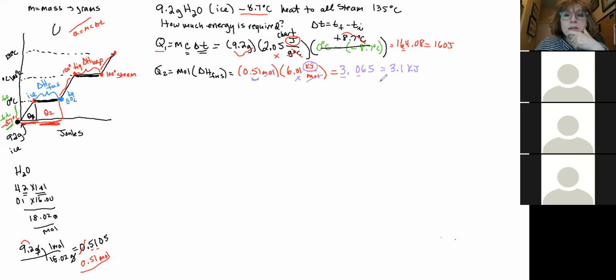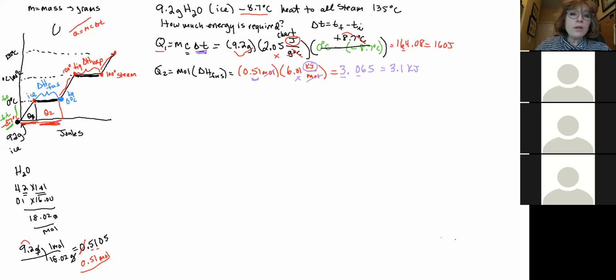Why does Q2 have a different formula than Q1? All right, because Q2 is on the latent heat areas. Notice that Q1 has a change in temperature going from a negative 8.7 to 0. Q2, there's no temperature change. It's 0 to 0. So it requires a different formula, and you have to use the heat of fusion and not the specific heat. You got that? Yes, ma'am.